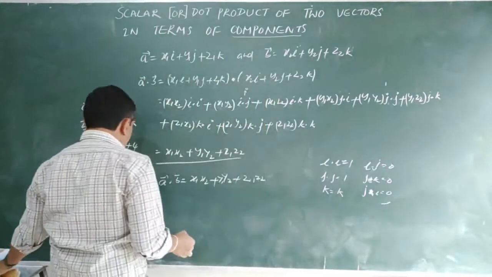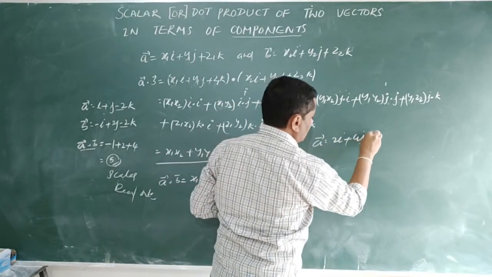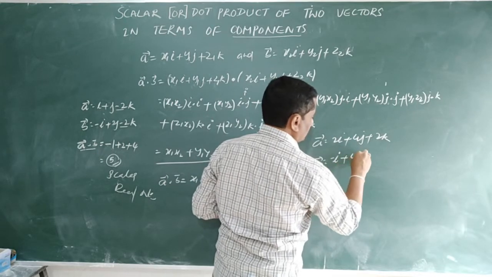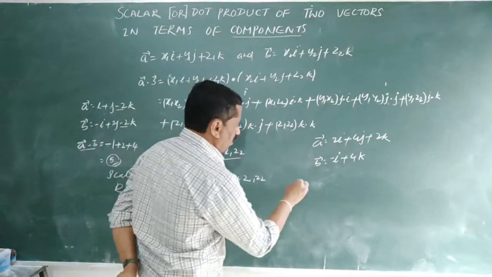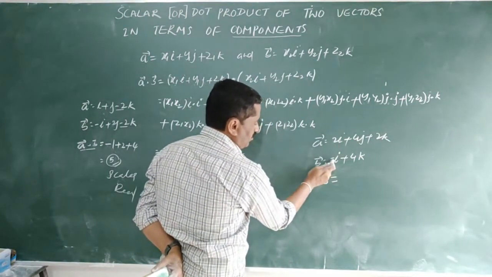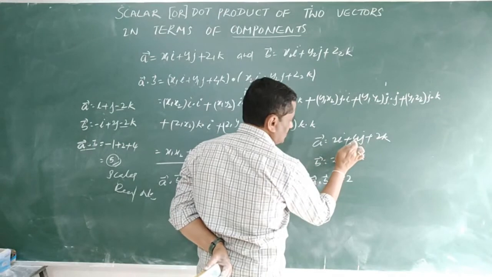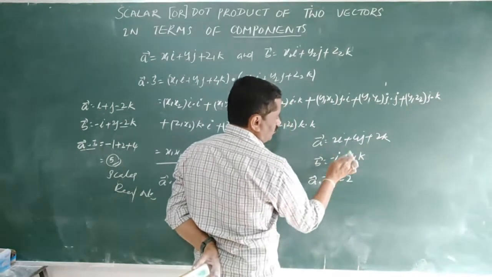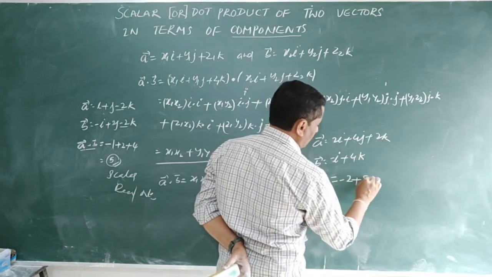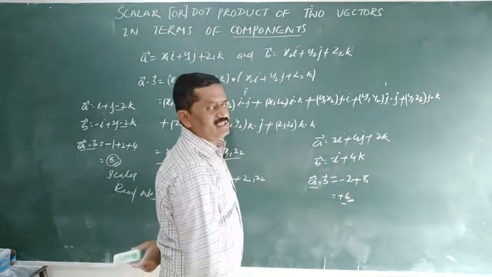If A bar is equal to 2i plus 4j plus 2k and B bar is equal to minus i plus 2k plus 4k, then what is A bar dot B bar? That is A bar dot B bar is equal to, what is the scalar component here? 2. What is the scalar component here? Minus 1. 2 into minus 1, we have minus 2. Scalar component of j, here there is no j term, therefore 0 into 4, we have 0. Again, plus 2 into 4, we have 8. That is equal to plus 6. Okay, so dot product of two vectors is a scalar.